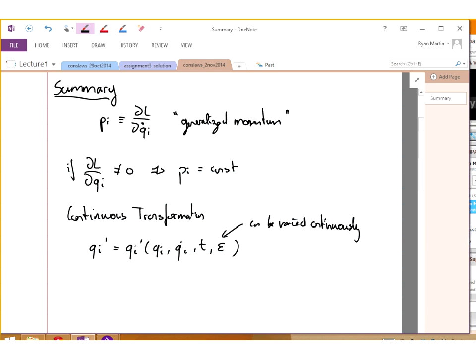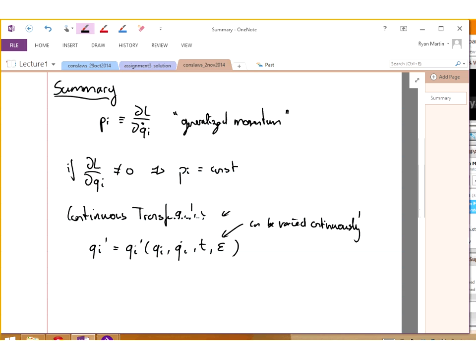So for example, you can imagine a rotation through a finite angle to be the sum of a bunch of rotations through infinitesimally small angles. And so if you can break up a transformation into a bunch of little transformations, it's a continuous transformation. And you can parametrize that by adding in this parameter epsilon. Okay?